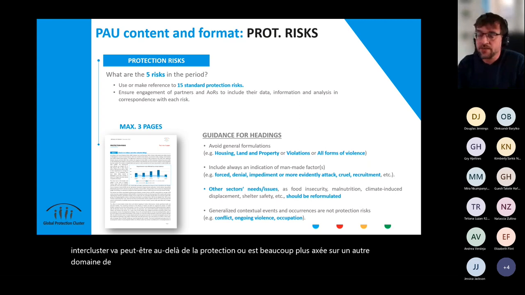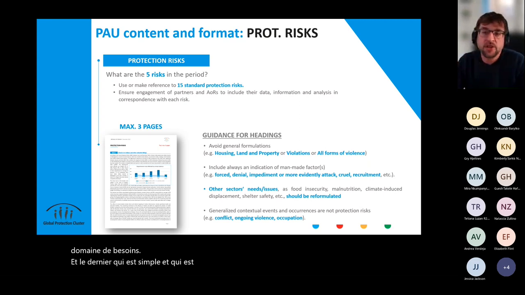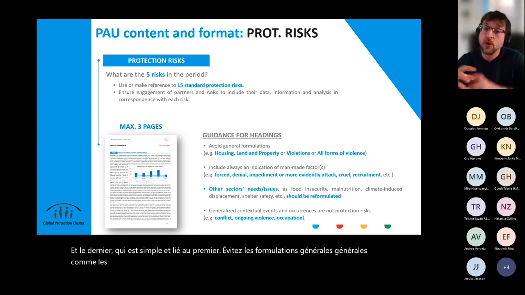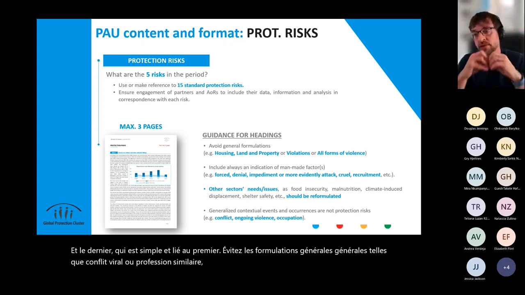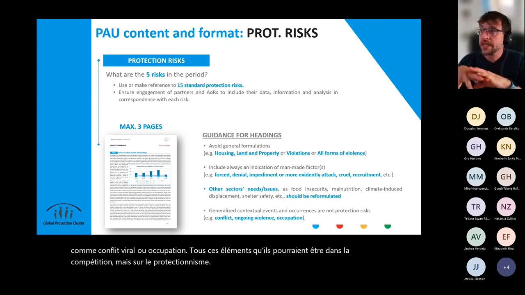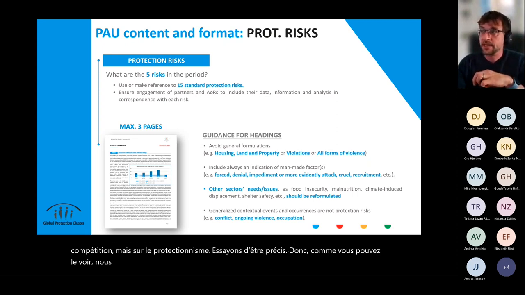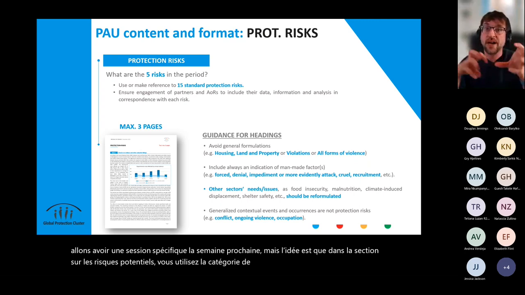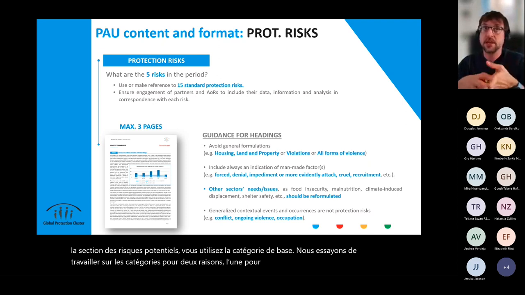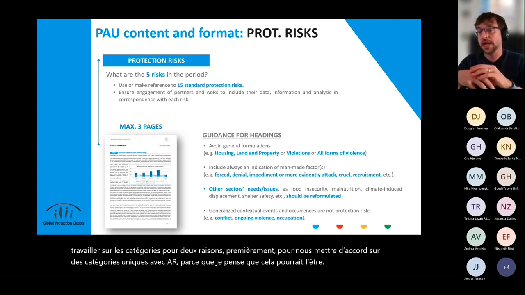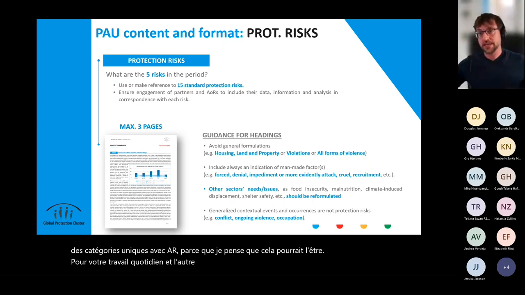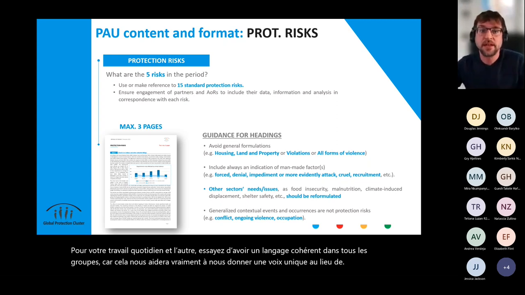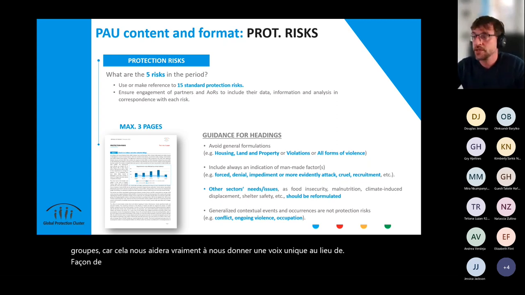And the last, which is simple and is related to the first: avoid general wording like conflict or occupation, all those elements that might be in the context, but on the protection risk, let's try to be specific. As you can see, we're going to have a specific session next week, but the idea is that in the protection risk section, you use the core categories. We try to work on the categories for two reasons. One, to agree on unique categories with the AOR, because I think it might be helpful for your day-to-day work. And the other, to try to have a consistent language across all clusters, because that will really give us a unique voice instead of presenting the problems we see in the different countries differently.